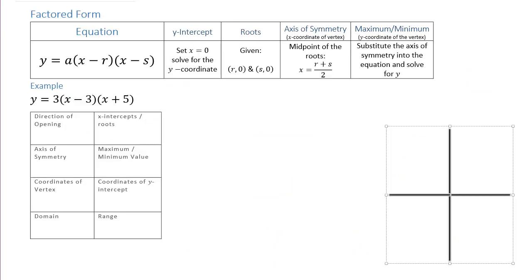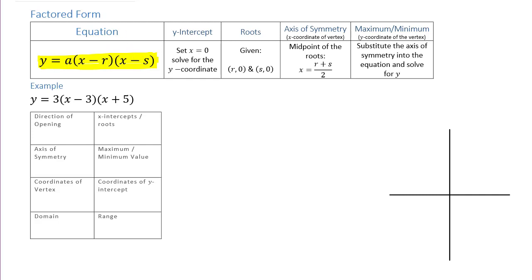Okay, now we're going to look at one in factored form. So the standard, although some different textbooks use different letters, but we're going to use y equals a times (x minus r) times (x minus s), all multiplying. Now, some textbooks use p and q instead of r and s. It really doesn't matter.